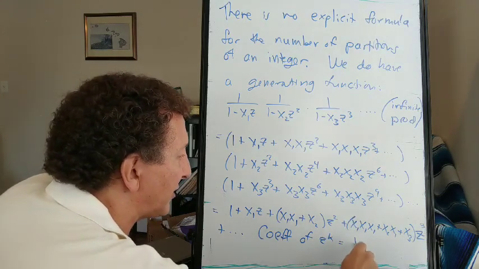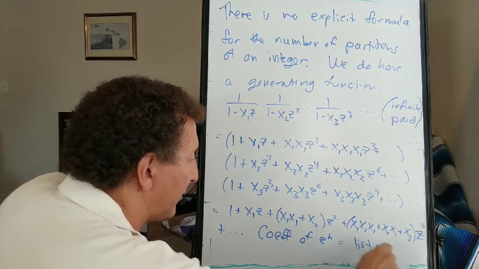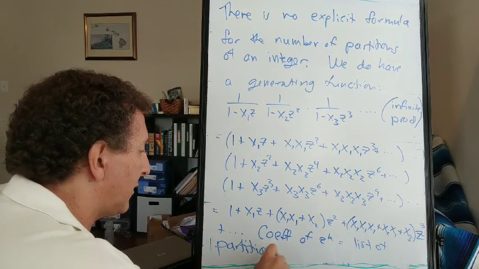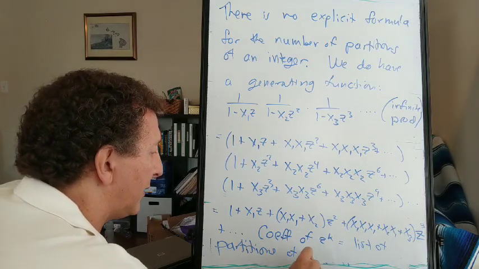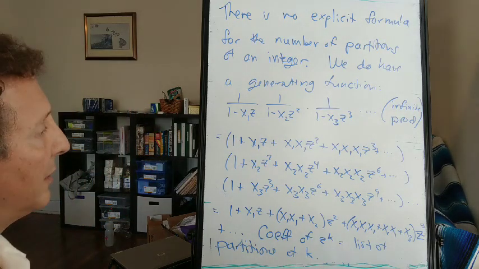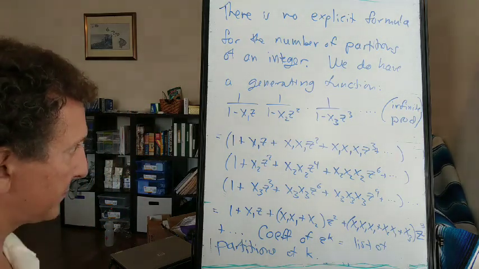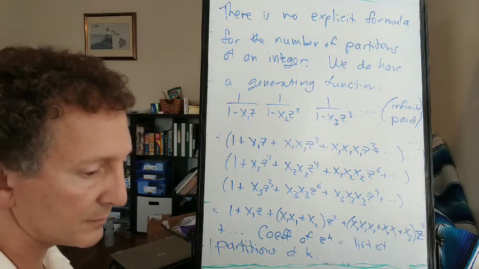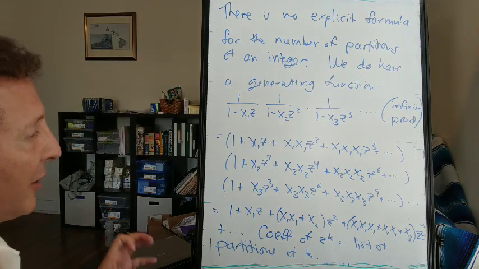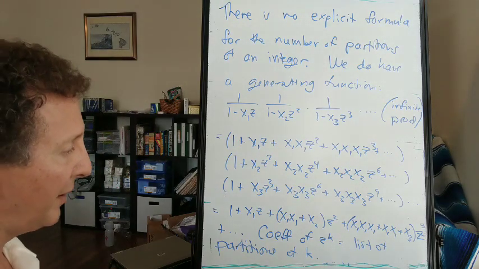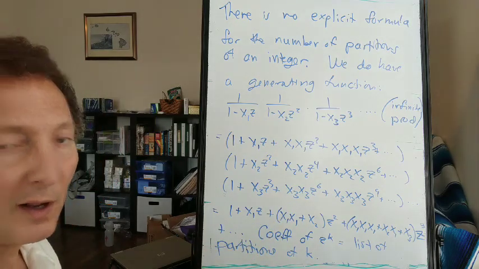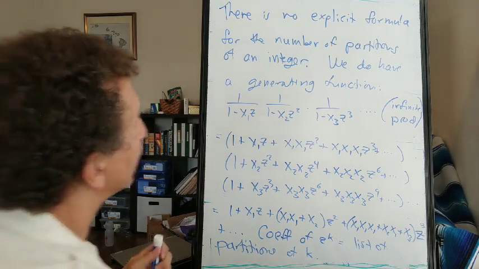So the coefficient is essentially a list of partitions of k. Now if we set all of the x's here equal to 1, then every one of these monomials which represents a partition is going to contribute 1, and then we'll simply count the number of partitions.